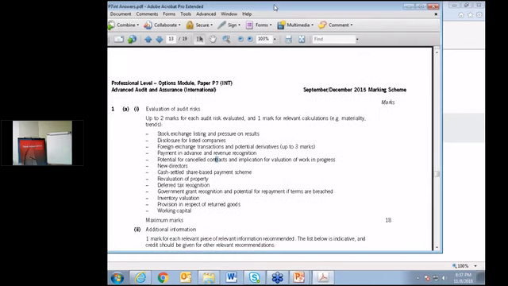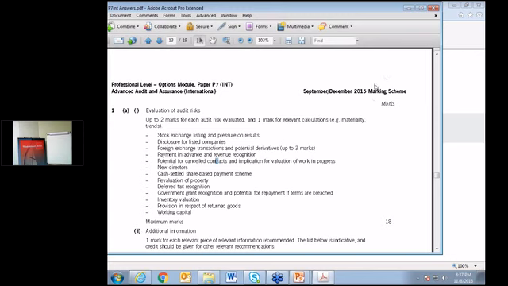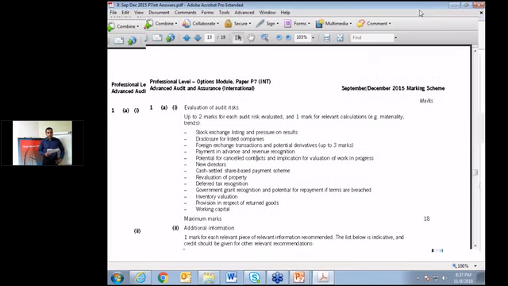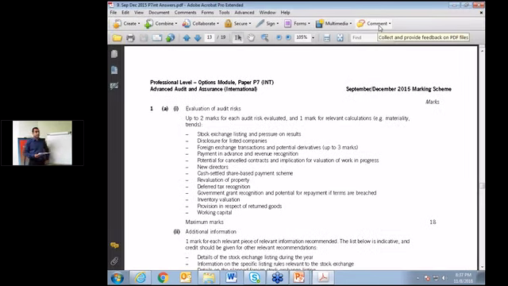This much is fine. So, you can see now, evaluation of audit risk requires up to 2 marks for each audit risk evaluated and 1 mark for relevant calculations, for example, materiality and trends. Now, how do you get the 2 marks? And when we were talking about the so what test, if you mention the stock exchange listing, which they were planning to do for Tali company, and that would create a pressure on the results and eventually a fraud risk factor, that would count as a risk.